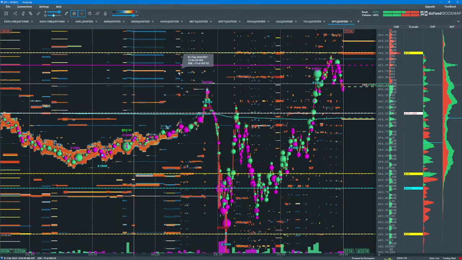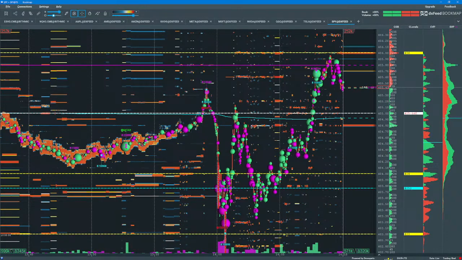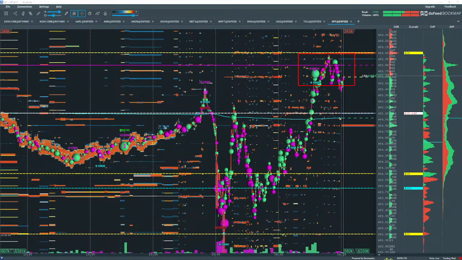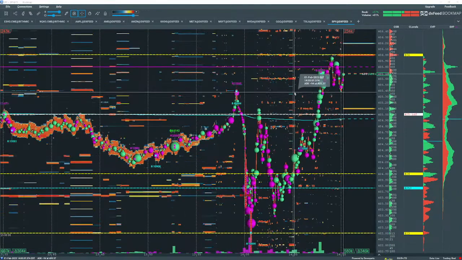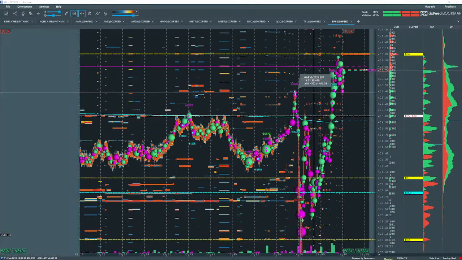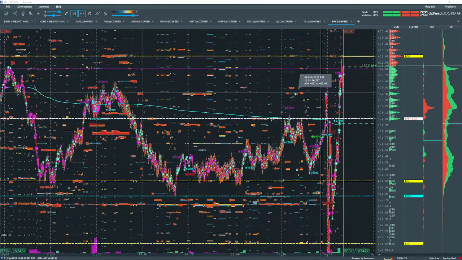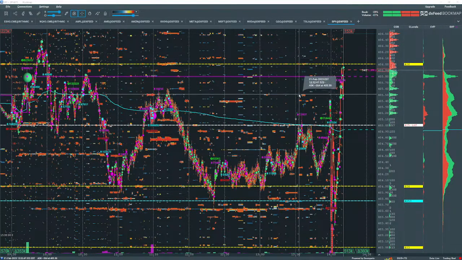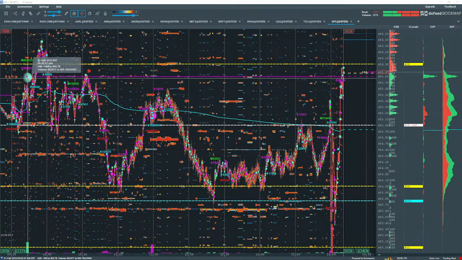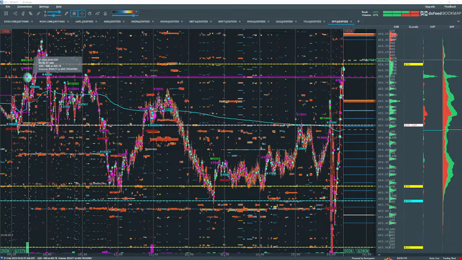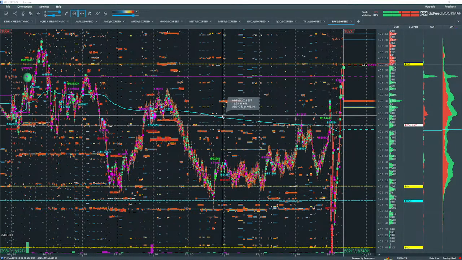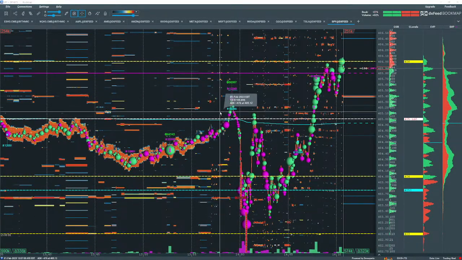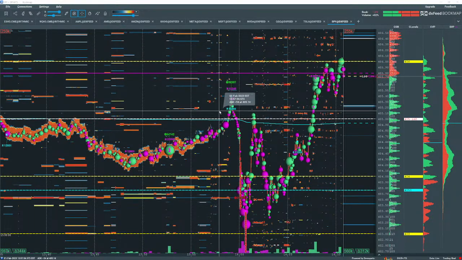And some resistance at the point of control. That's this purple line here. And the reason it's the point of control is this large volume right here that came in about 9:42. Not sure why. Might have been some large trader or traders taking position right before the data.